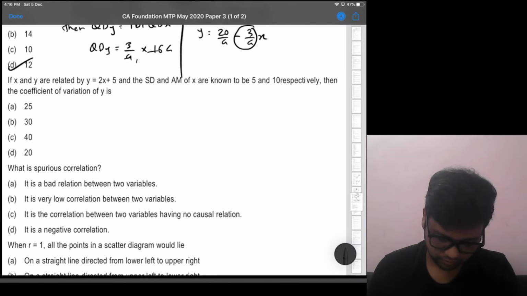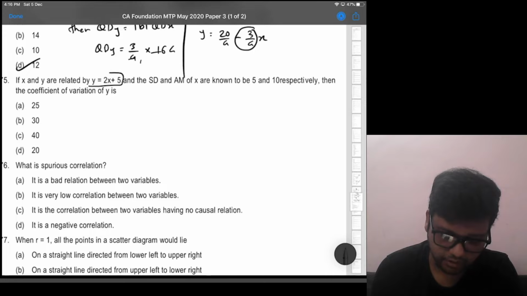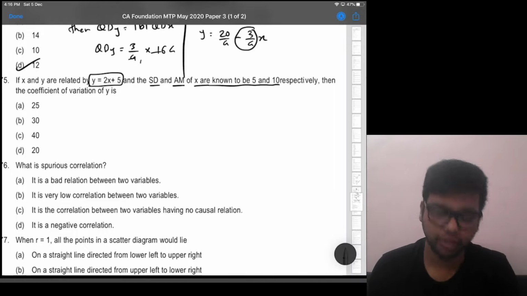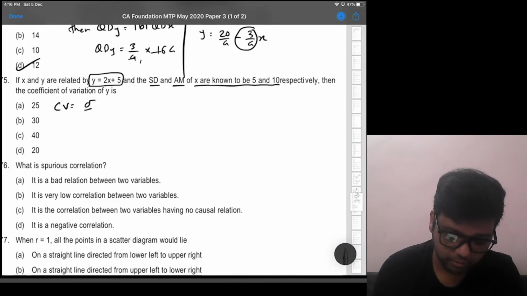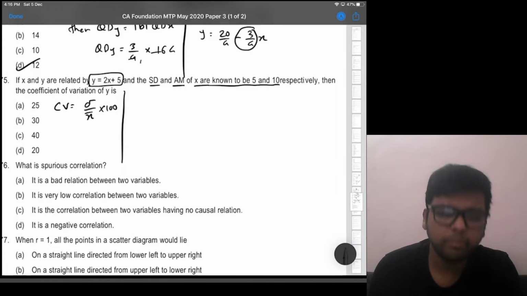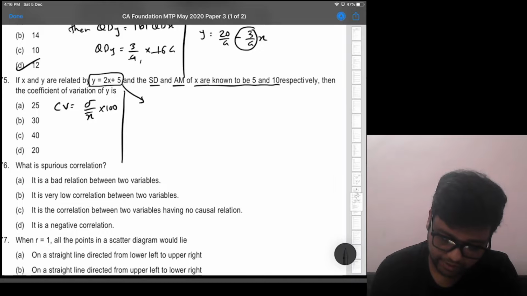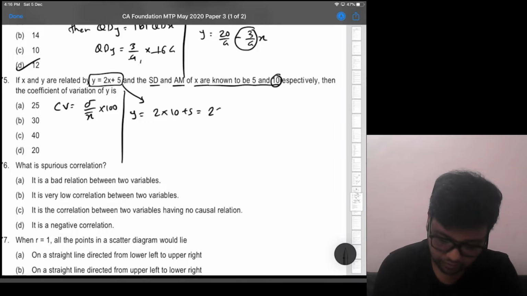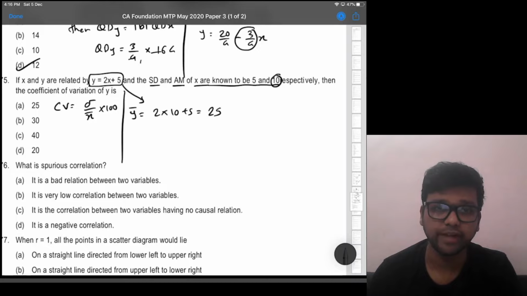15, same concept. If x and y are related by y is equal to 2x plus 5, and SD and AM of x are known to be 5 and 10 respectively, then what is CV of y? We know that CV is equal to sigma upon mean into 100. So we have to find sigma of y, that is SD of y, and mean of y both. Mean of y is easy, that is y bar. So let's put value of x as 10 here. AM is 10, right? So y is equal to 2 into 10 plus 5, that is 25. That will be y bar, mean of y.